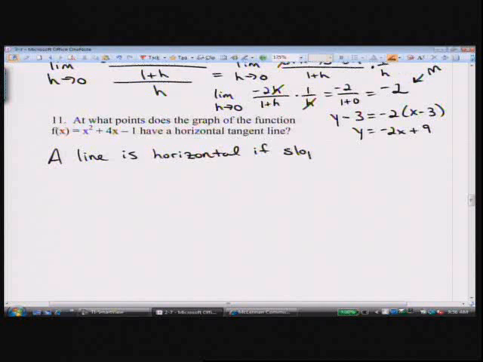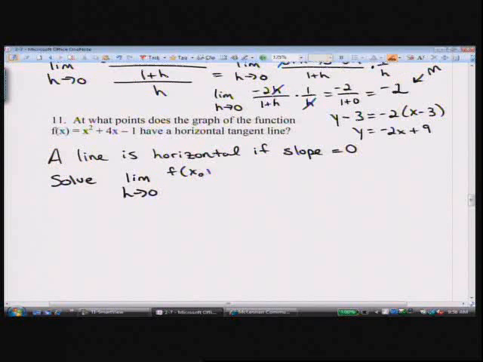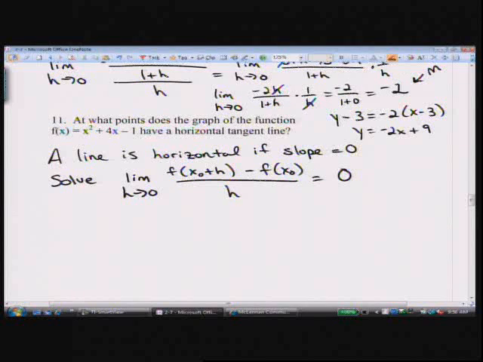So we know a line is horizontal if its slope is 0. The slope equals 0. So that means we're going to need to solve the limit as h goes to 0 of f of x naught plus h minus f of x naught all over h equals 0. We're going to need to figure out for what value of x naught that works. So won't that be fun? All right, we have f of x naught. It is specifically x naught squared plus 4x naught minus 1.